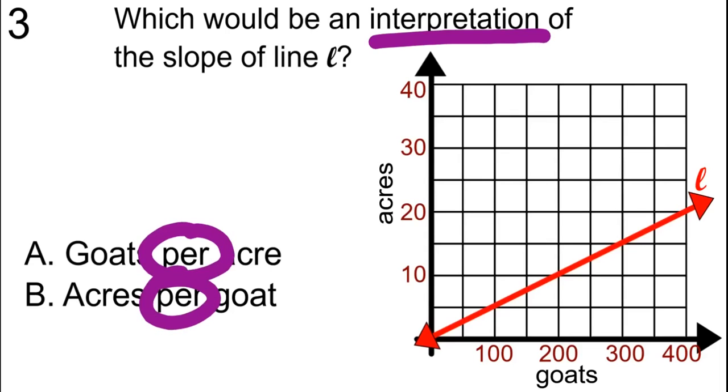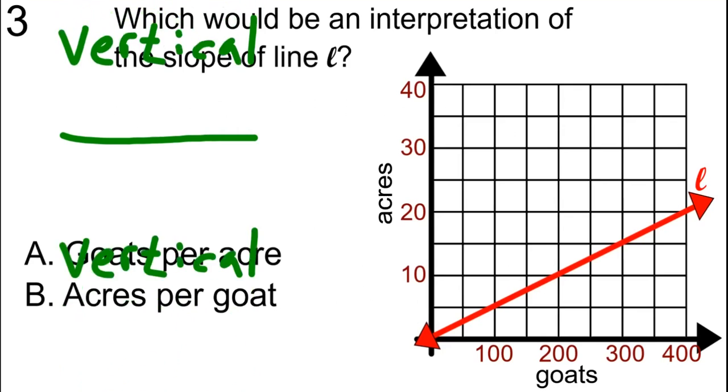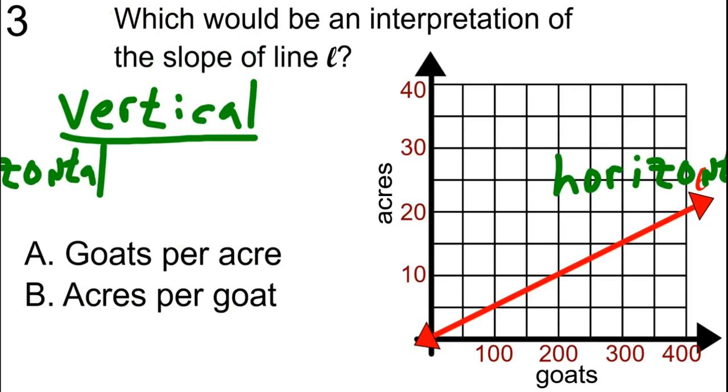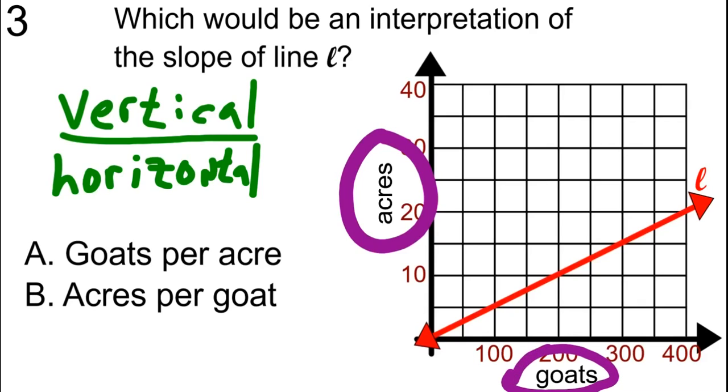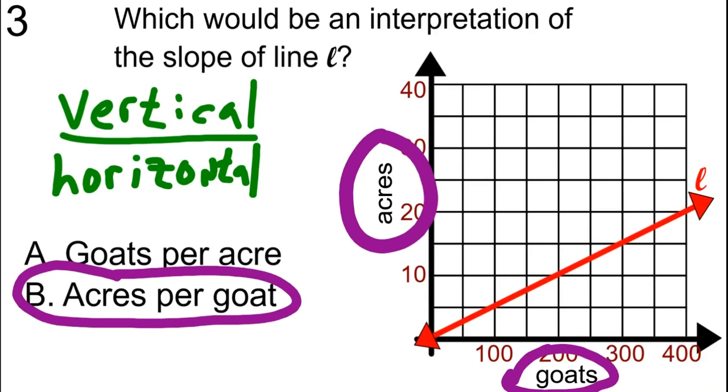Remember, the word per means to divide, so the slope can be the vertical change in direction per the horizontal change in direction. Vertical changes in direction occur along the y-axis, and horizontal changes in direction occur along the x-axis. Therefore, number 3 is B, acres per goat.